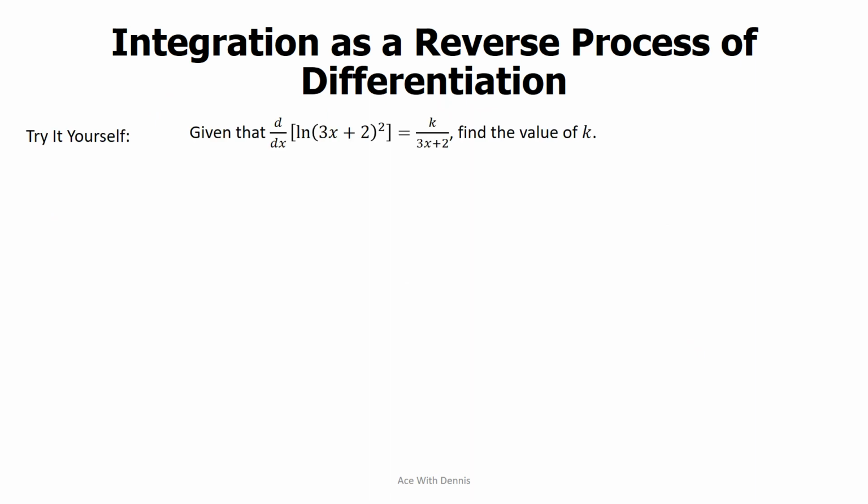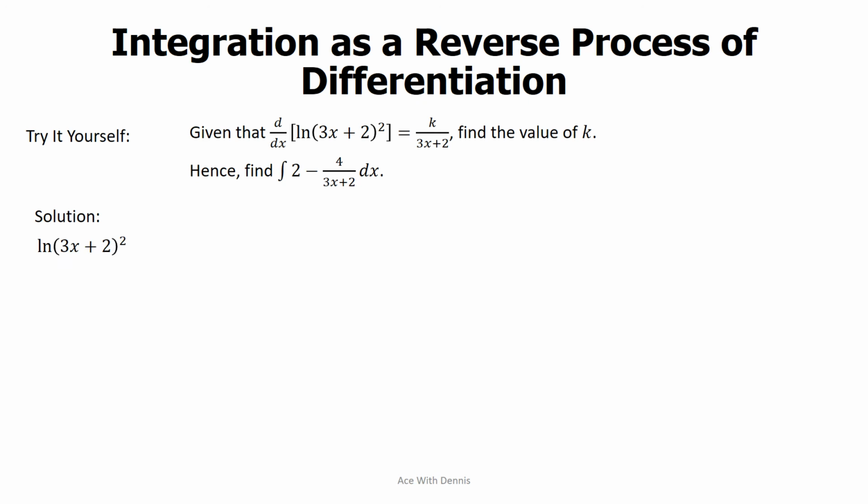Given that d over dx of ln (3x plus 2) squared equals k over 3x plus 2, find the value of k. Hence, find the integration of 2 minus 4 over 3x plus 2 dx. You can pause the video and try to solve it yourself. Here is the solution.